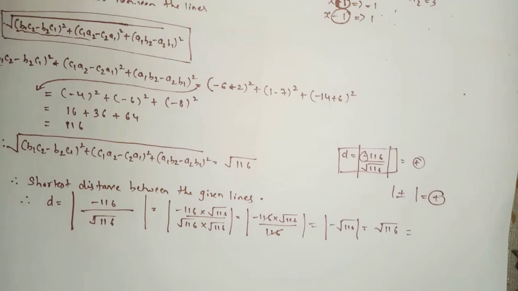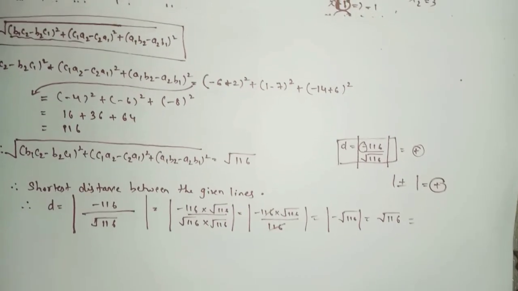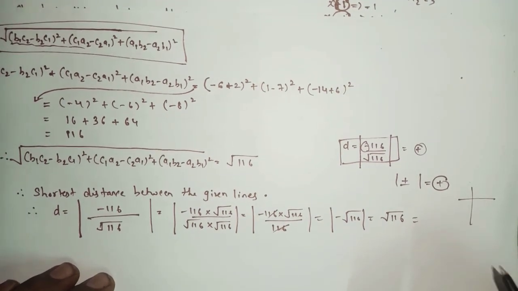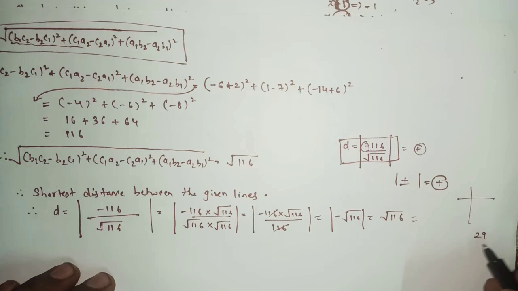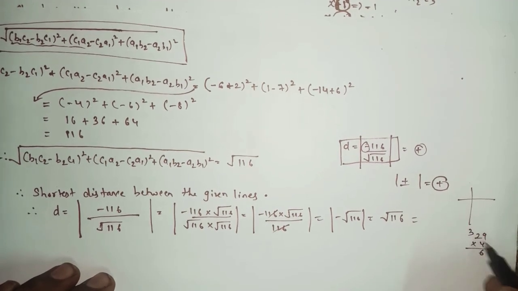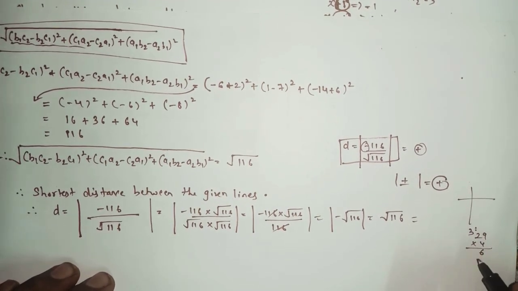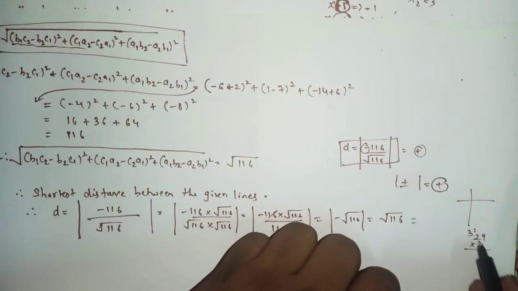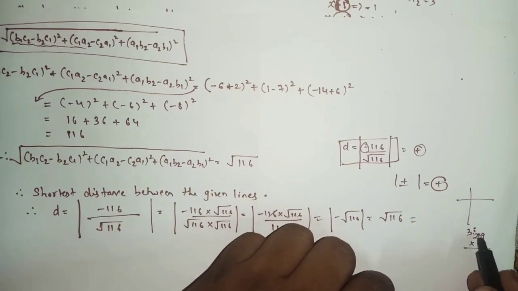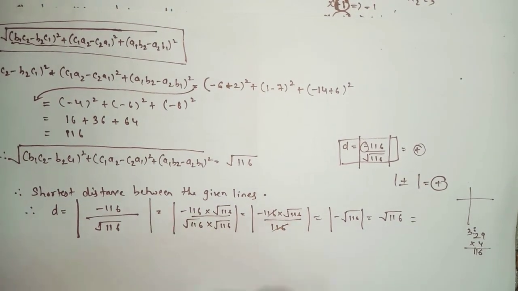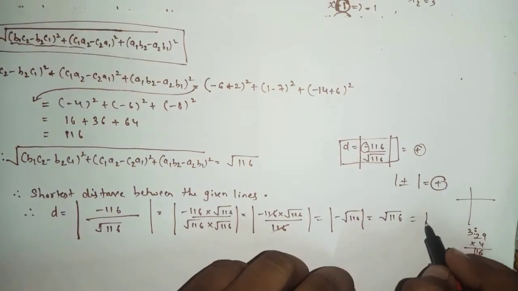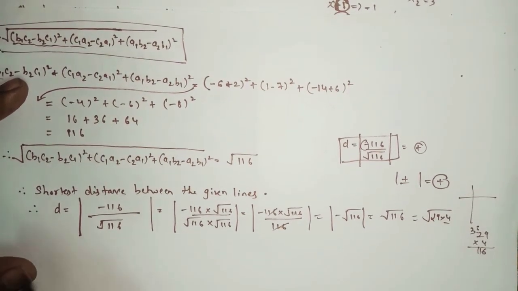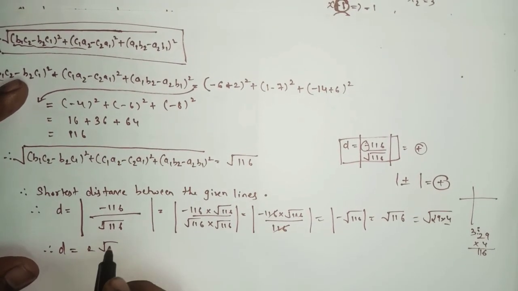As root 116 is an imperfect square, we cannot find the answer directly, so we can convert this pure surd into mixed. Okay, so the final answer, we can write this as 29 fours are 116. So the square root of 4 is 2. So here we can write distance is equal to 2 root 29.